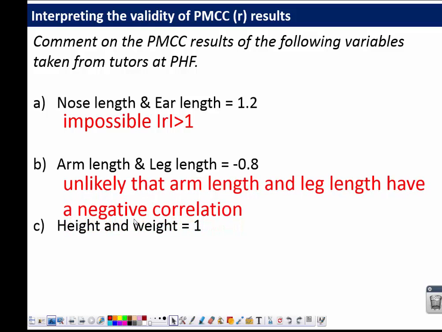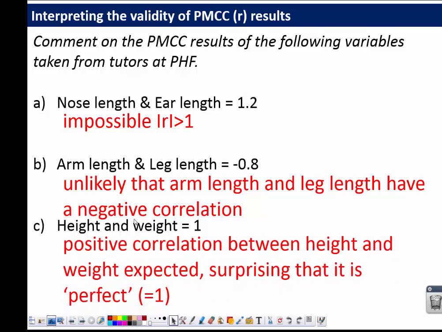Exactly. Our final set of data states that height and weight has a perfect correlation of positive 1. Now, height and weight, I imagine, does have a positive correlation. As someone gets taller, I do imagine they will, in general, normally weigh more. So we would expect to see a positive correlation. But we know that that's not always the case. There are outliers. There are people who are tall who don't weigh very much, and there are people who aren't very tall who weigh loads. So it's very, very unlikely that you'll get a PMCC of 1. A perfect correlation is very unlikely.